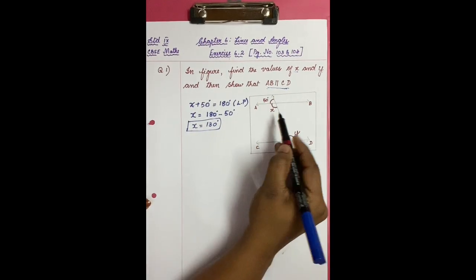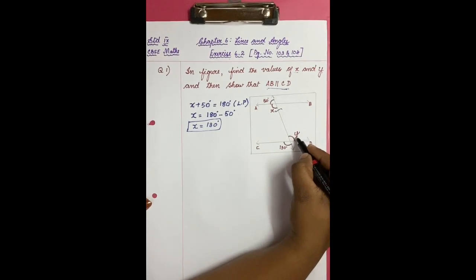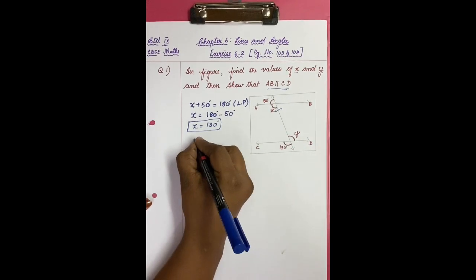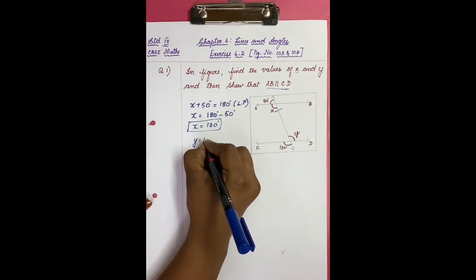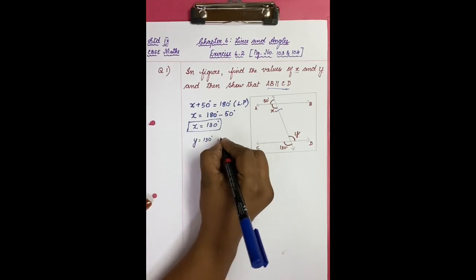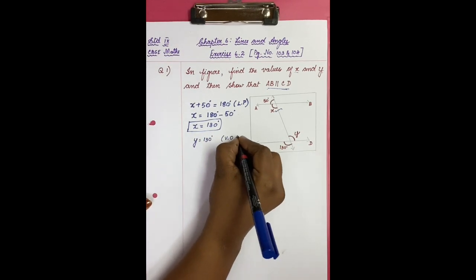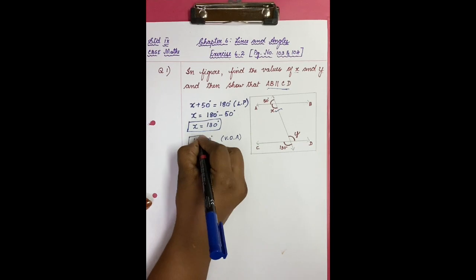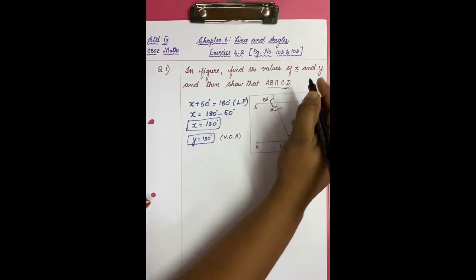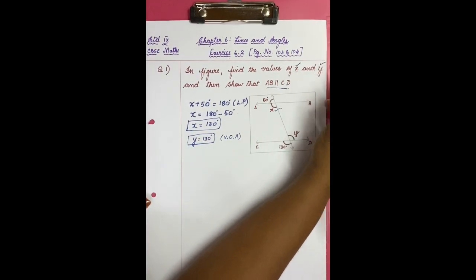Now, looking at this y, what are y and 130 degree? Yes, they are vertically opposite angles. So, directly you can write y is equal to 130 degree because it is a vertically opposite angle. So, thus we have found the value of x and y.